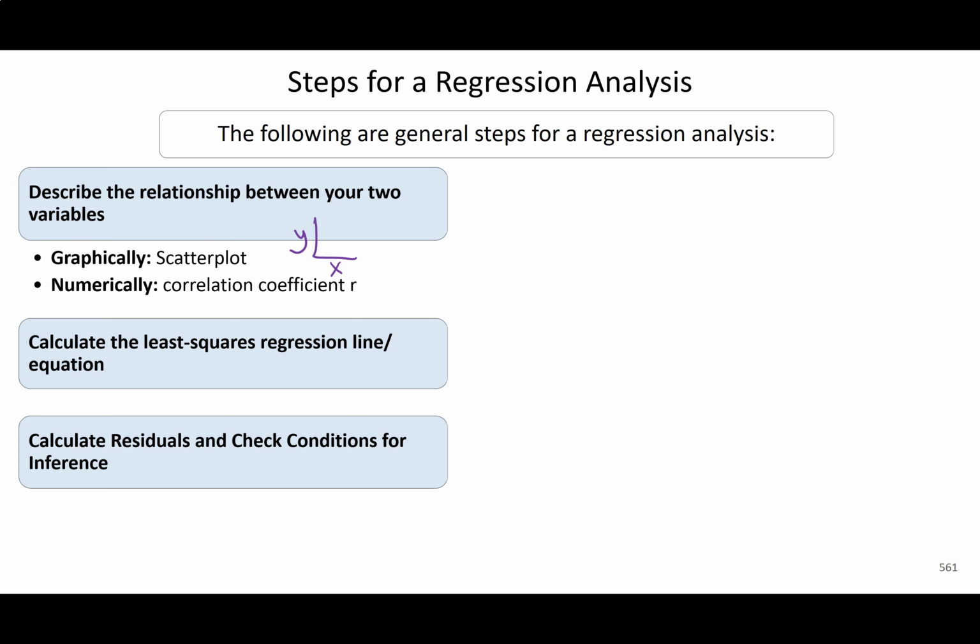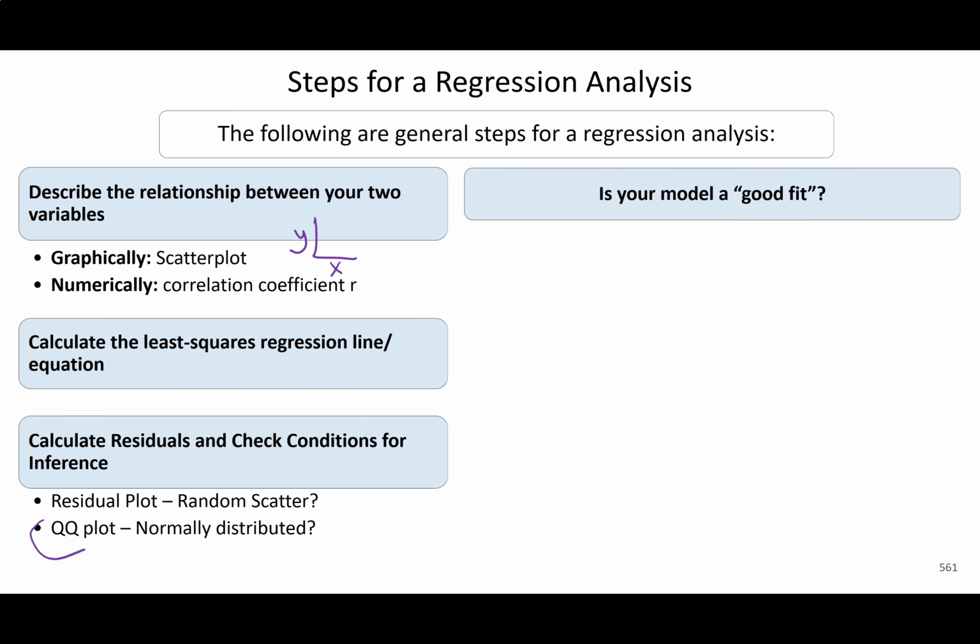Calculate your residuals, plot your residuals plot, and check your conditions for inference. You want to make sure that it was appropriate to fit a line, that the points are roughly normally distributed around that line, constant variance around the line, and independence. For the QQ plot, you want to see random scatter. For the residual plot, you want to see random scatter. For the QQ, the normal plot, you're going to use it to see whether these are roughly normally distributed, so is your model a good fit?